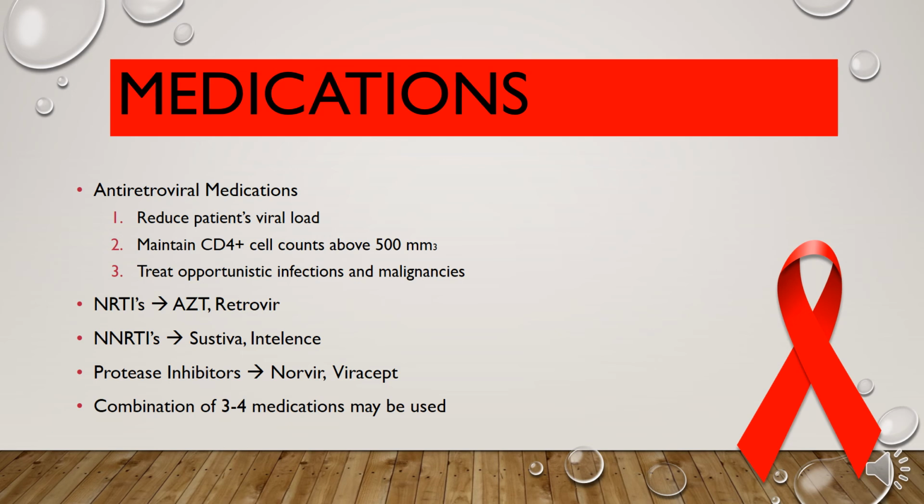Medications for AIDS, so antiretroviral medications. These have three main functions. They reduce the patient's viral load, they maintain their CD4 counts above 500, and treat opportunistic infections and malignancies. So there's a couple different kinds.